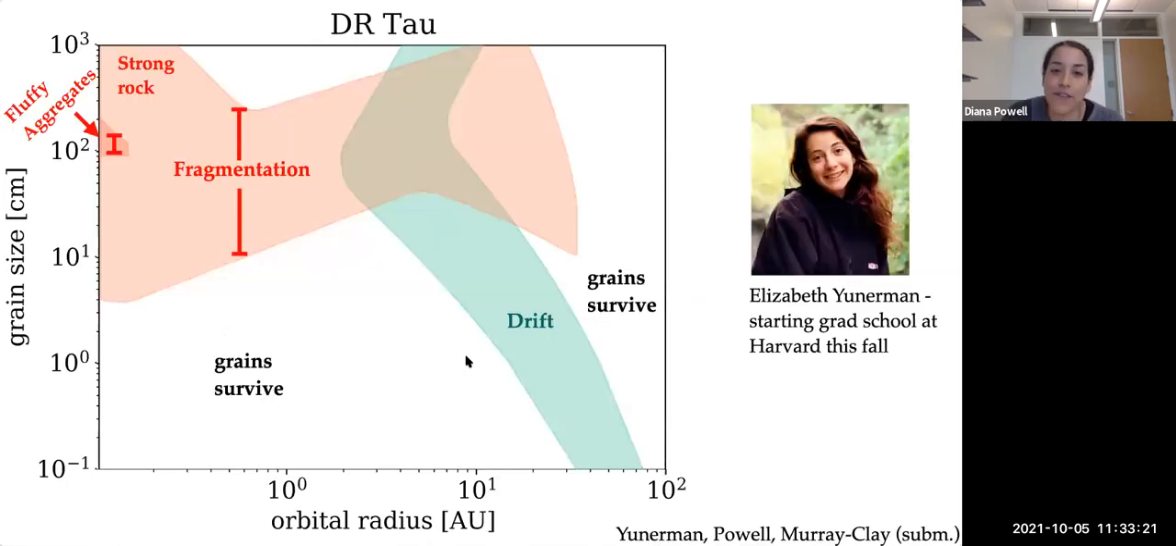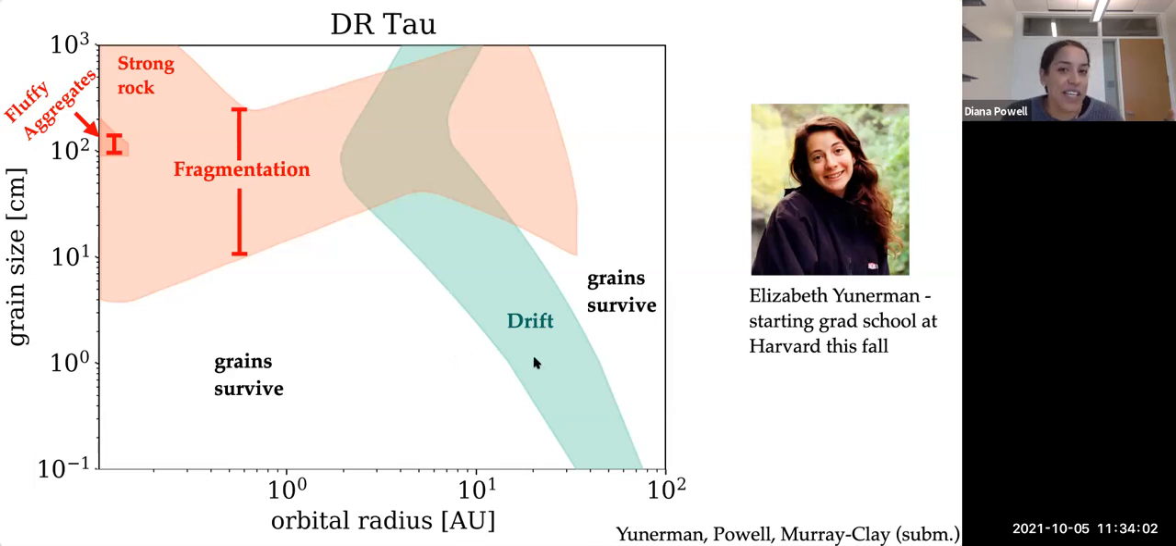And I'll take a step back for a moment to talk about the two main processes that can limit particle growth in disks. And here I'm showcasing work done by my student, Elizabeth Gunnerman, who has just started graduate school at Harvard. And so here in the shaded regions of phase space, particles are unlikely to reside in disks due to barriers to their continued growth. So the process that's the most relevant in the inner disk is fragmentation, which depends sensitively on the assumed particle material properties. So fragmentation may be significant for a range of particle sizes throughout the disk, or may only be relevant for a narrow range of particles in only the innermost disk regions.